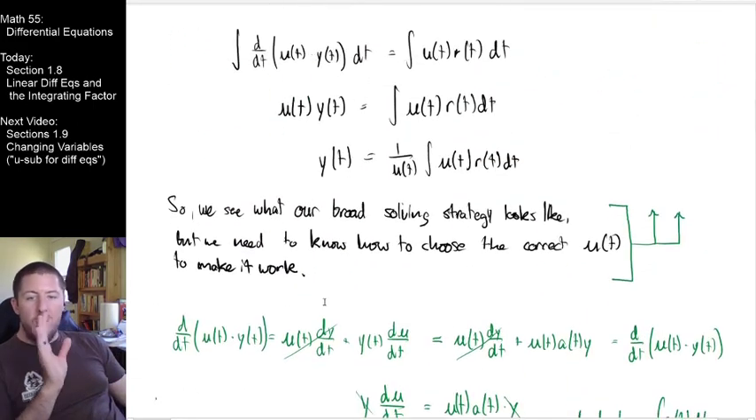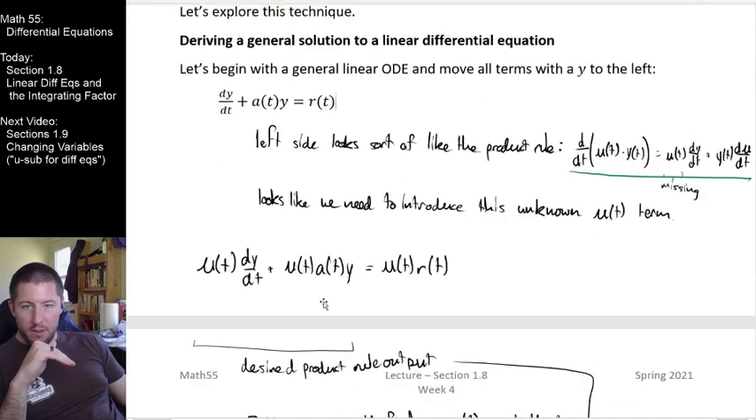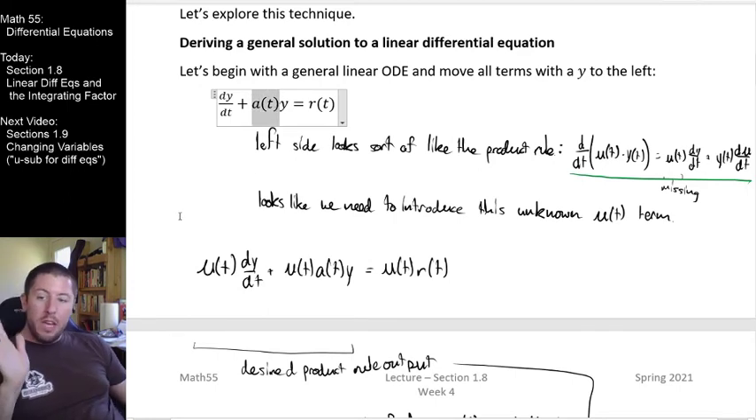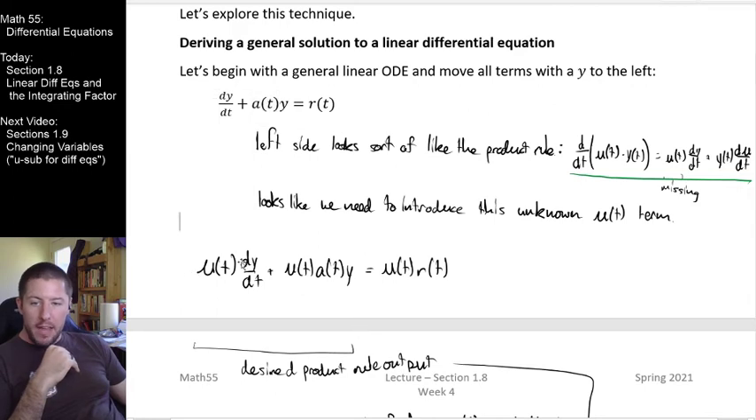So here's our broad strategy. I'm going to talk through it and then I'm going to show you the short version. Our broad strategy is going to be this. We're going to say, you know what? This looks sort of like the product rule to me, but not quite. We're going to use a of t to determine the special value mu of t, a special function of t that we can multiply the whole equation by. That's what I've got right here.